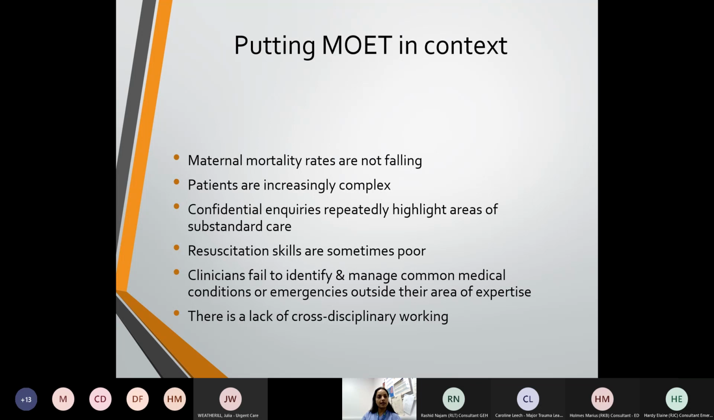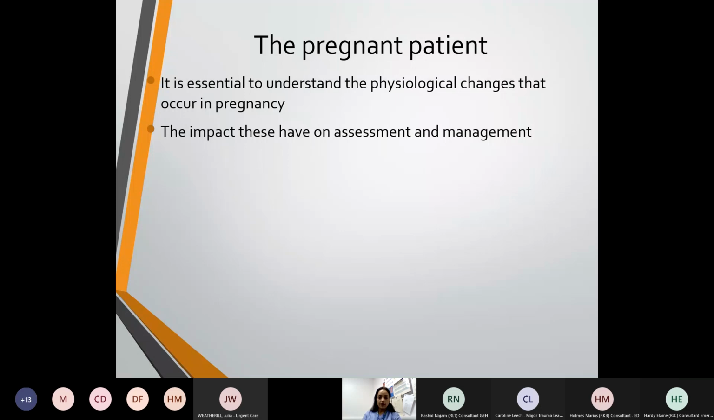There was a little bit of talk in some of the case studies that we have in the MBRRACE report, which is the national report for obstetrics on maternal outcome and morbidity and mortality, basically. And there was a case where there was a little concern about cross-specialty working or MDT input in a timely manner.